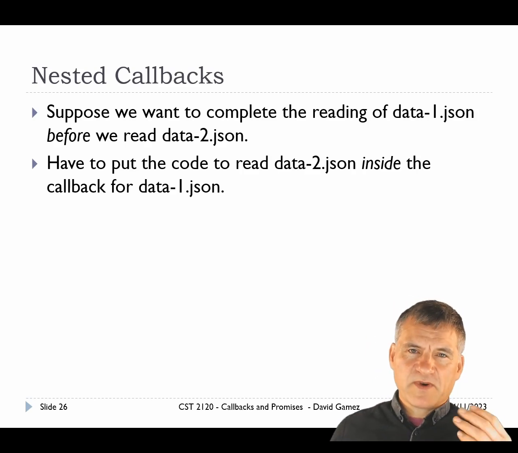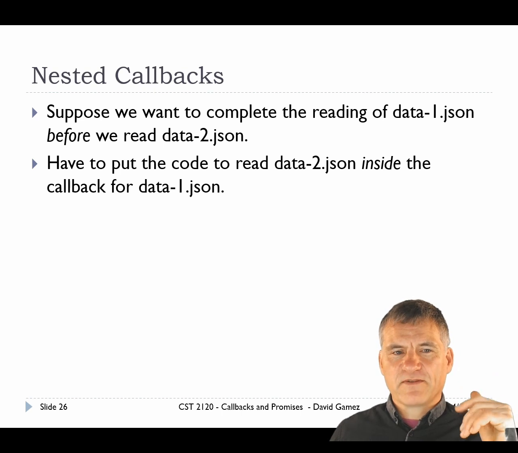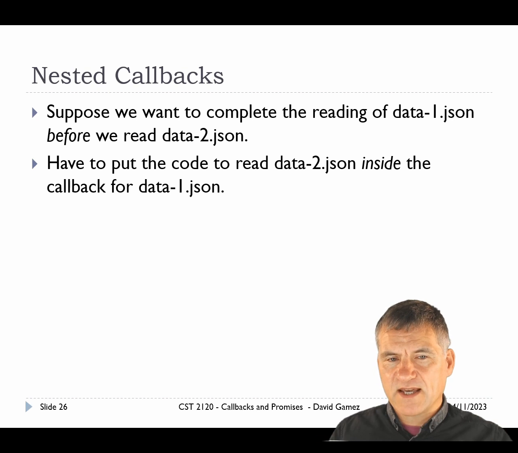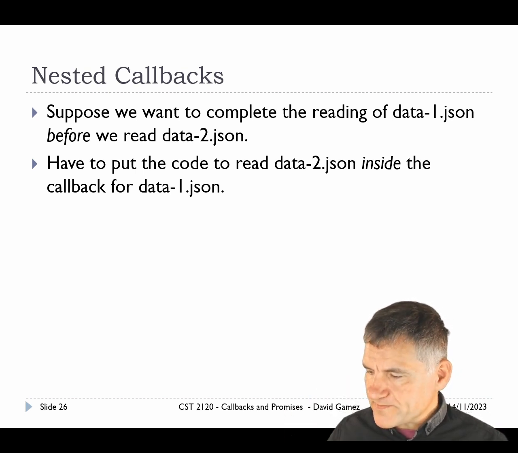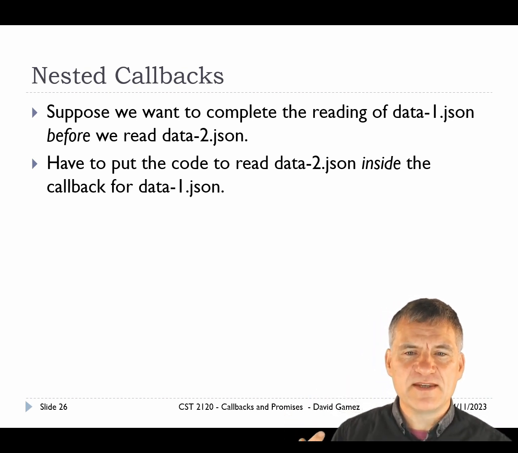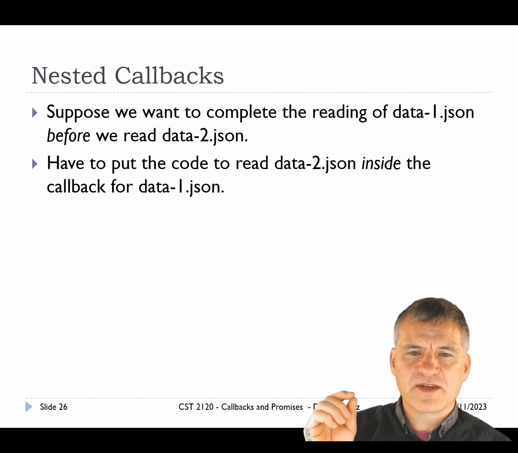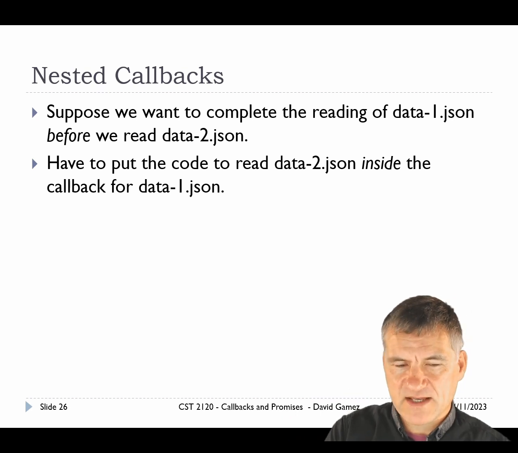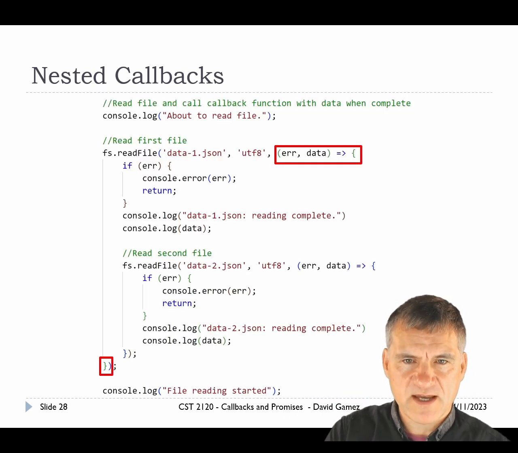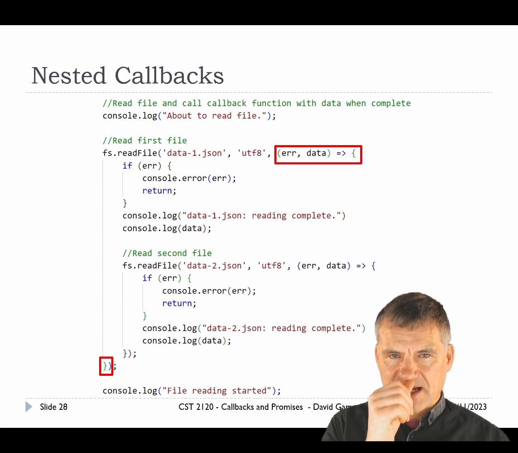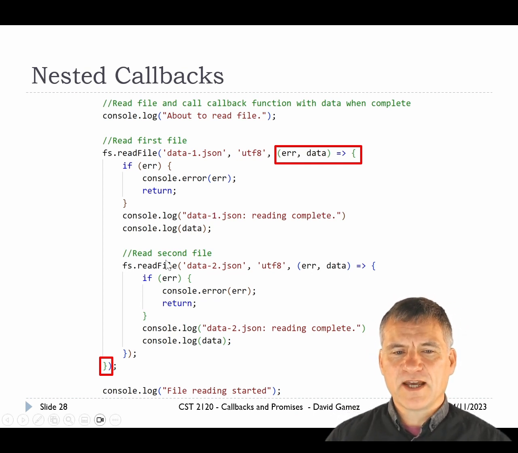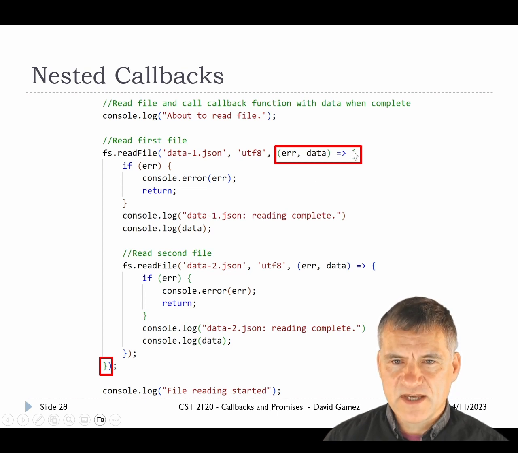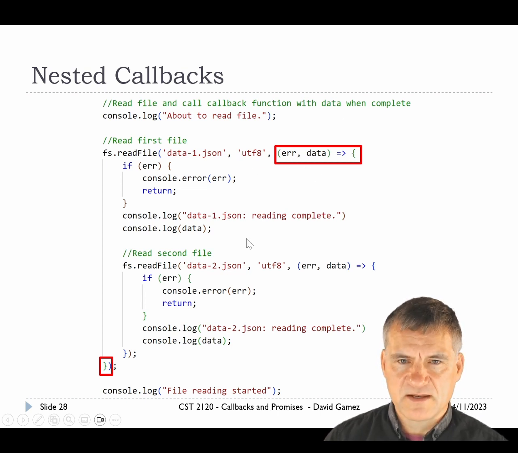Now, suppose we don't like this random ordering of the file reading, and we actually want to finish reading data1 JSON before we read data2 JSON. So in that case, what we have to do is create a nested callback. We have to put the code to read data2 JSON inside the callback for data1 JSON. Yeah. So this is the sort of example here. So this is the first callback for reading data1 JSON, and if I want data2 JSON to happen after data1, then I have to wait until this function is called. This method, this anonymous function is called.